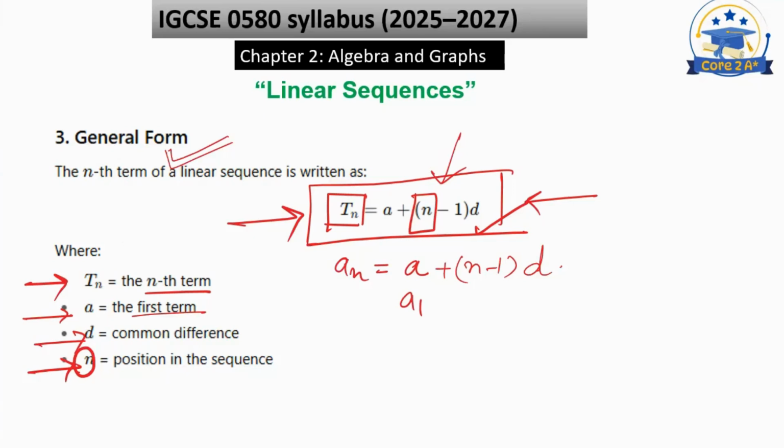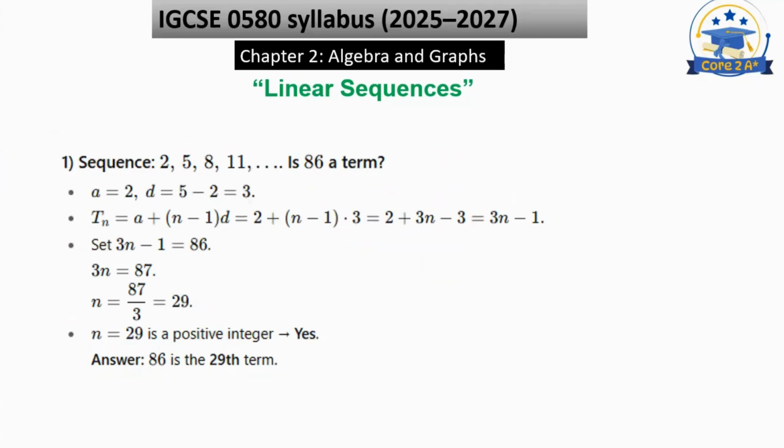Okay, let's solve some problems based on the linear sequence, then you will get better. Good. So this is question number 1. The sequence 2, 5, 8, 11. The question is asking, is 86 a term or not? It means, does 86 belong in this sequence or not? Okay, this is the question. So how can we know?